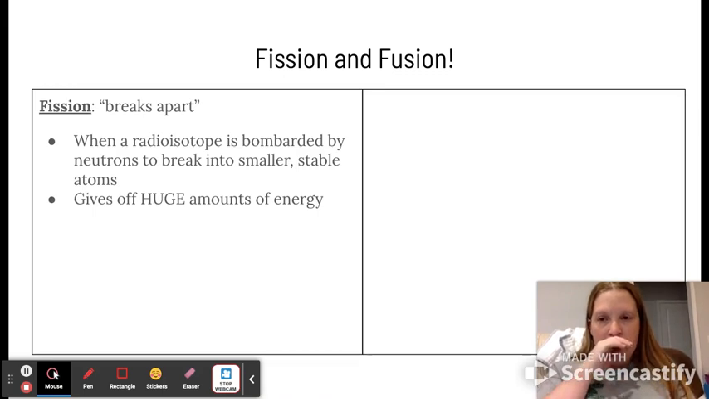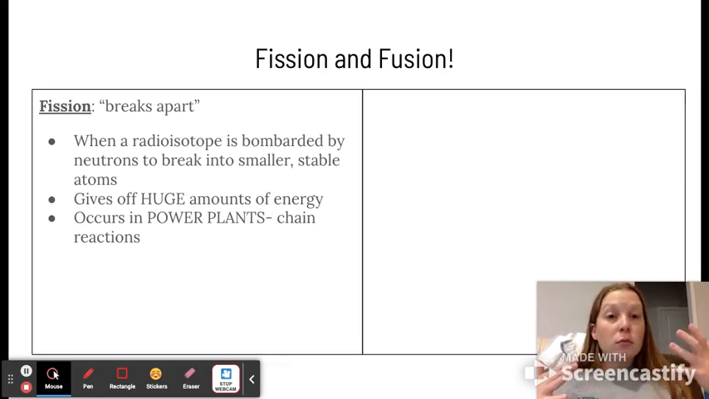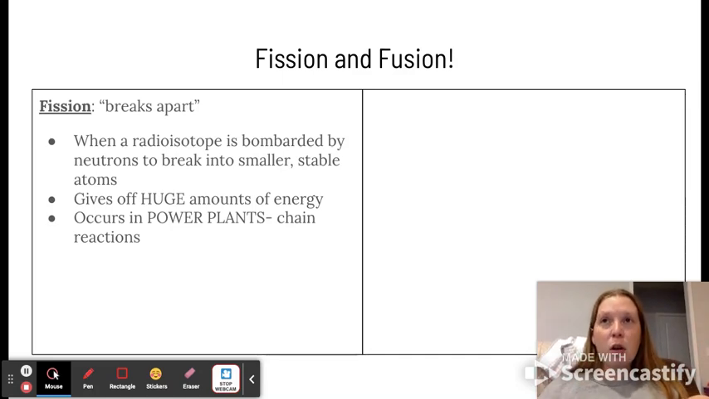This actually gives off a huge amount of energy. And this is what we use in power plants to make the huge amounts of energy that we use. And we do this through what are called chain reactions. So you have really, really large radioisotopes bombarded by neutrons. They break down into smaller isotopes. Usually one of them is stable, one of them is radioactive. That one gets hit with neutrons, breaks down, and so on and so forth until you produce stable atoms only.